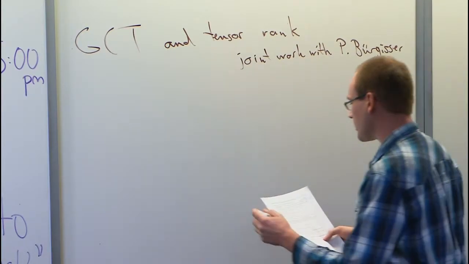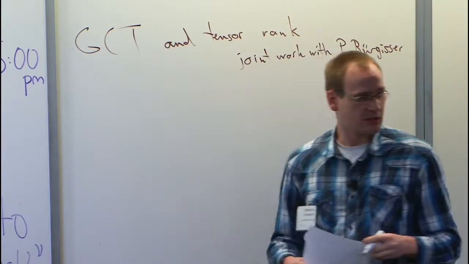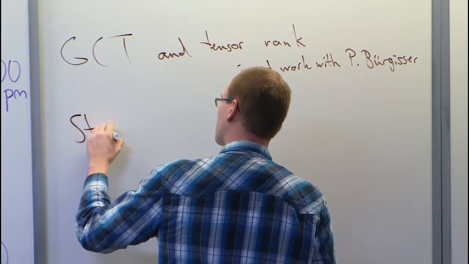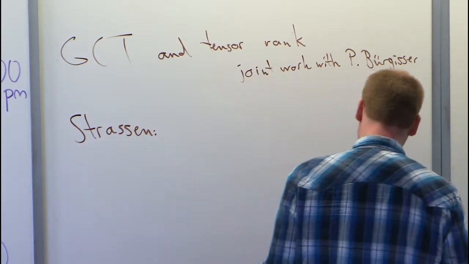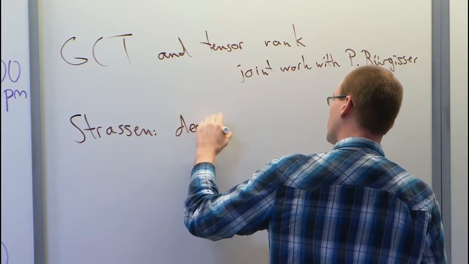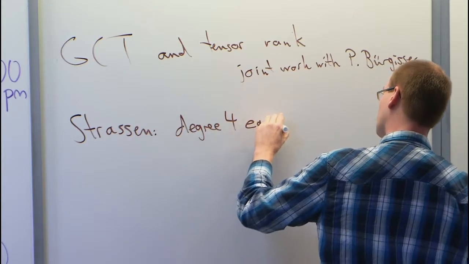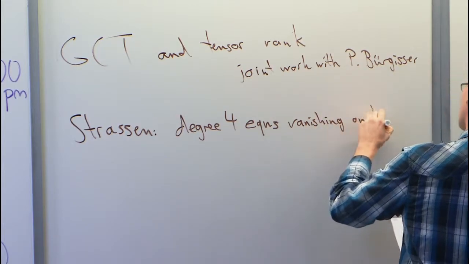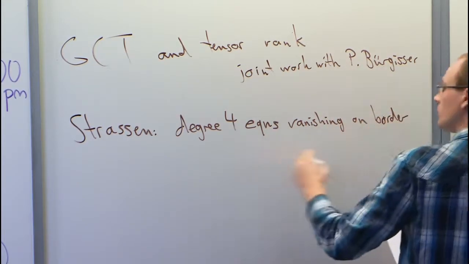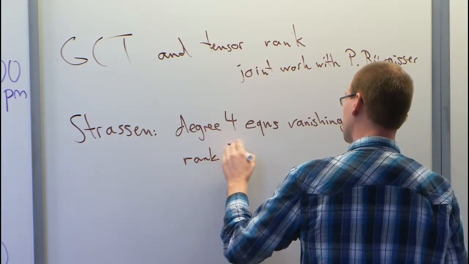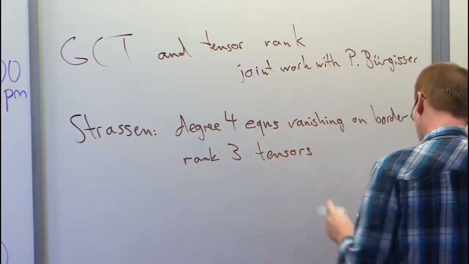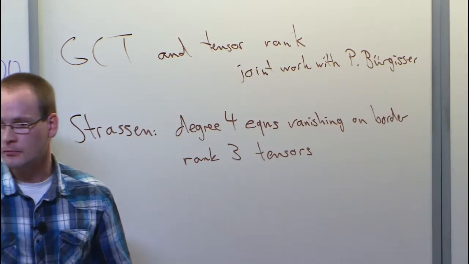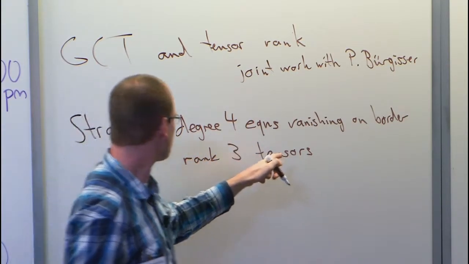So it's a generalization of something. I recently found out that this is actually a generalization of something that Strassen found. A theorem by Strassen is that there are degree 4 equations vanishing on border rank 3 tensors. Okay, and now we generalize this.